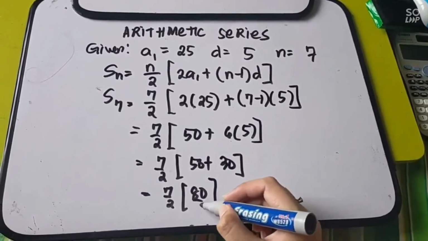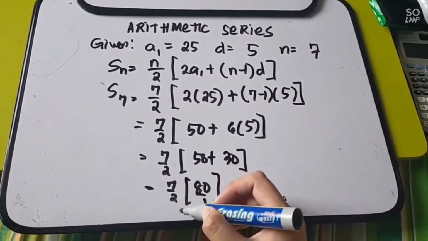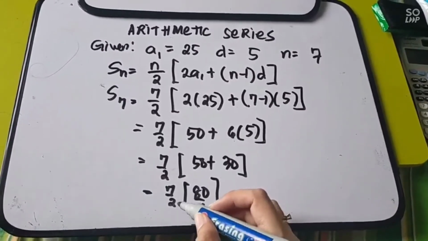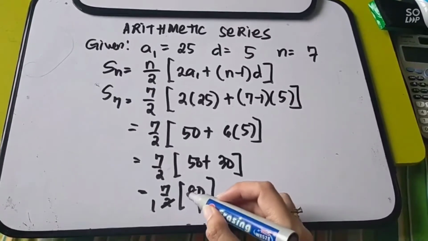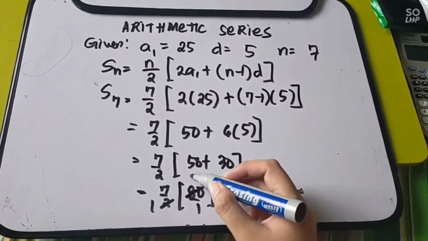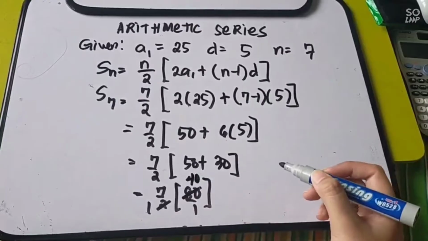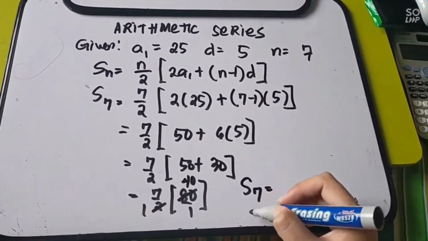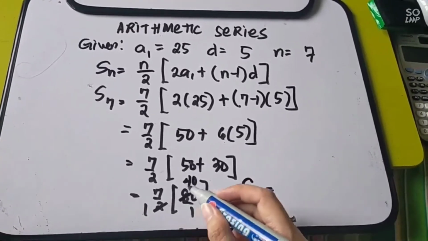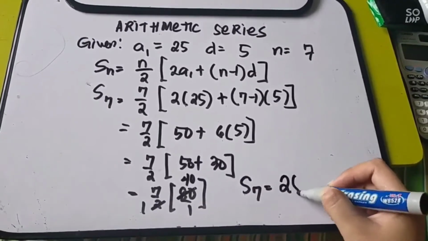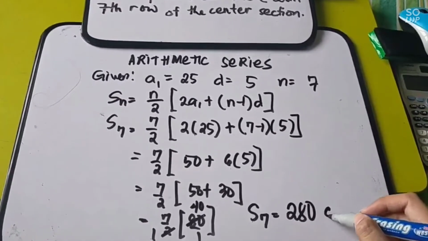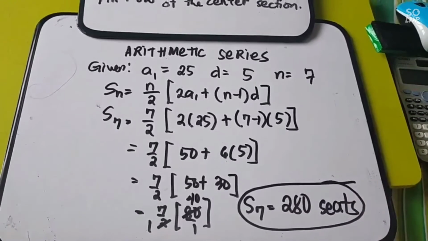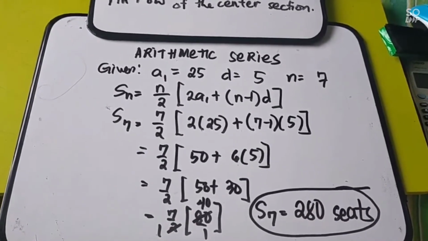Then we simplify. The 7 over 2, they are not divisible by each other, but 2 and 80 are divisible by each other. 2 becomes 1, they are divisible by 2, then 80 divided by 2 becomes 40. Then multiply 7 times 40. So, S sub 7, we have 7 times 40, the answer is 280, until the 7th row. Alright? Is it clear?